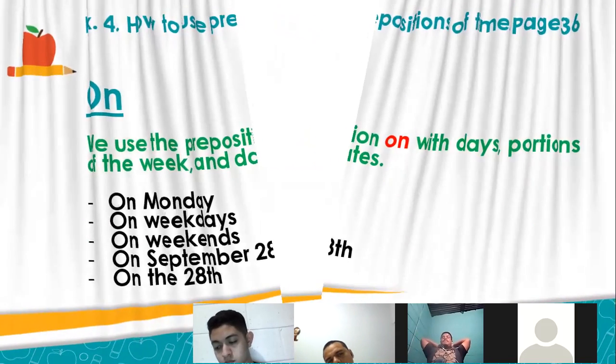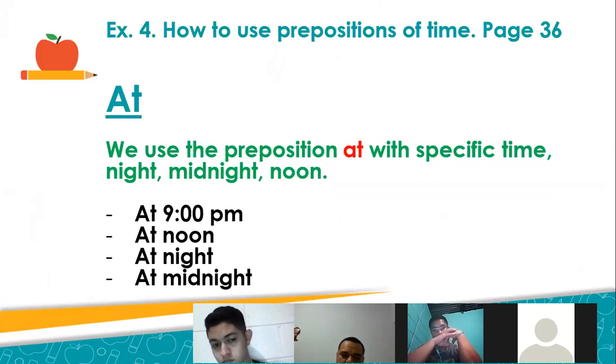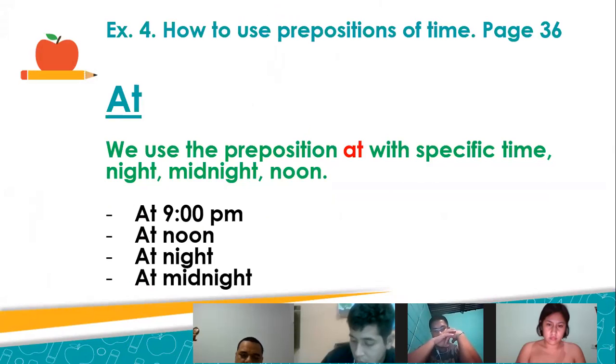And we use at with specific time, night, midnight, and noon. So at 9 o'clock, at 10, at 11, at noon, at night, and at midnight. So you don't say in the night, no. At night. Okay, vamos a ver si es cierto ahora.